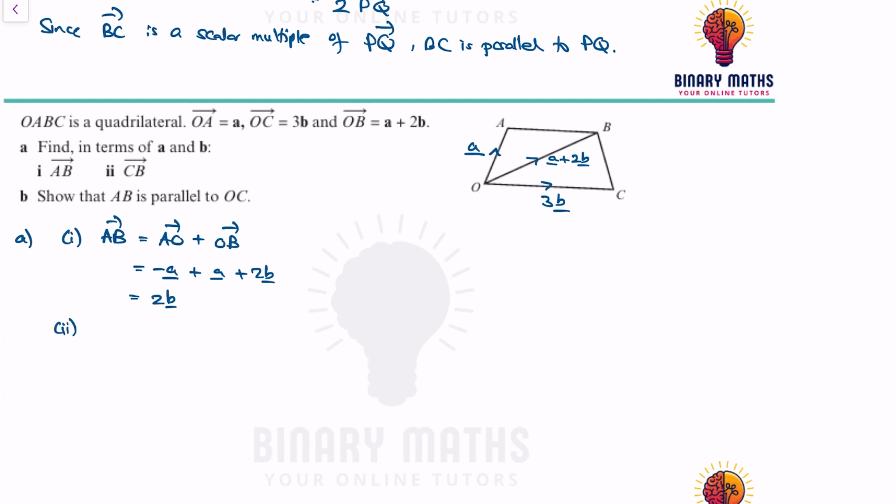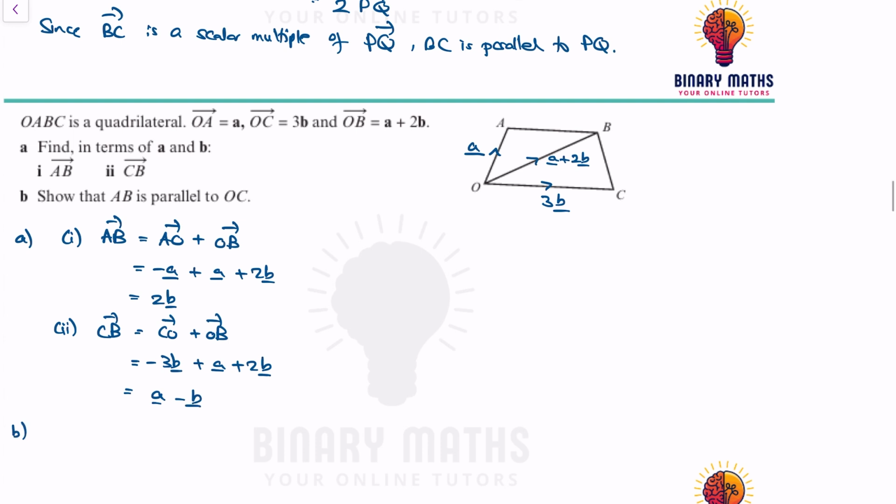Now C to B is equal to C to O plus O to B. C to O is minus 3B because it's going in the opposite direction, and O to B is just plus A plus 2B, which we end up with positive A, and minus 3B plus 2B is just minus B.